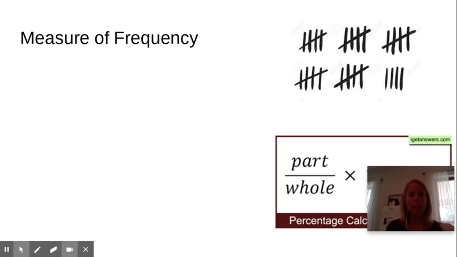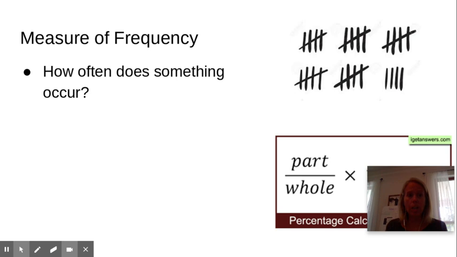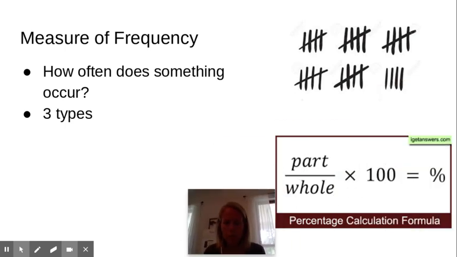So let's talk about a measure of frequency. Off to the very left of your notes, you have what's called the measure of frequency term. In that little box over there, you should write down: measures of frequency answer this question. How often does something occur? In my data set, how often does something occur? There's three different calculations that we can do for measures of frequency. And I'm thinking, let me move my, where could I be best? Maybe here.